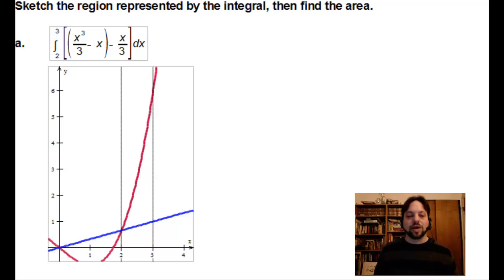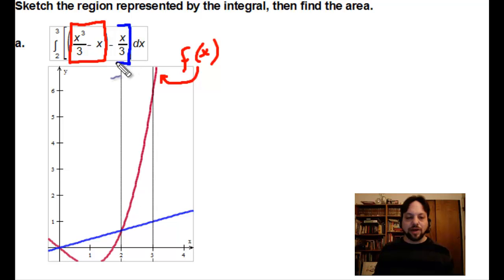In example A, we're asked to sketch the region represented by this integral right here, and then find the area of that region. Of course, what I've done here is not actually graph the integral as you see it, but rather graph the two functions as they exist in the integral. What I'm referring to is the first function right here, which is graphed in red. I'm going to call this function f of x.